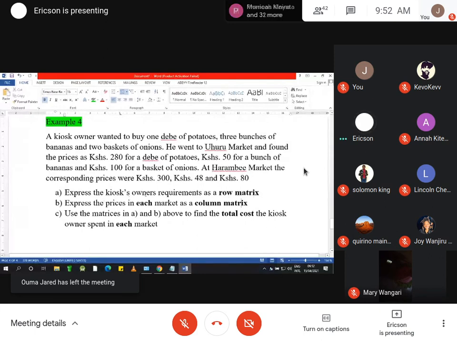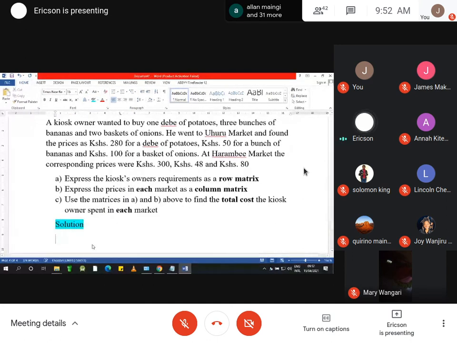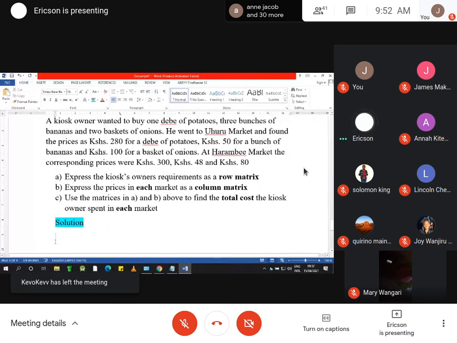So for such a question, the first one is to express the kiosk owner's requirements as a row matrix. The solution to such a question will be: express the owner's requirements as a row matrix. We talked about the row matrix being a matrix with one row and any number of columns. However we define such a matrix, you write it in the way the question asks. So such is the answer.